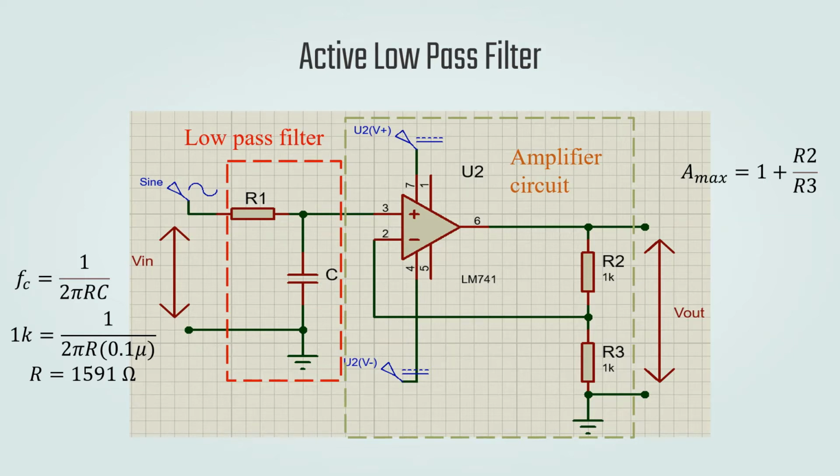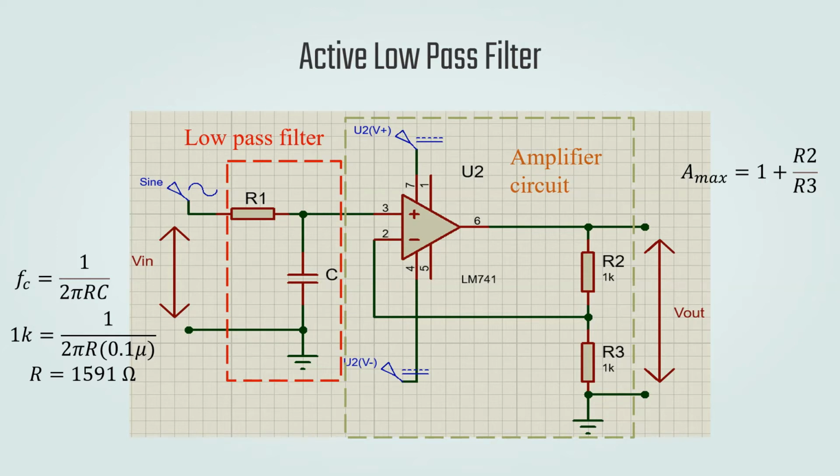Therefore, any signal frequency above this cutoff frequency point is called the filter stop band, and any signal frequency before this cutoff frequency point is called the filter pass band. To obtain the 1 kHz cutoff frequency point, the capacitor value needs to be 0.1 microfarad, and the resistor value, calculated using the formula, will be 1591 ohm.